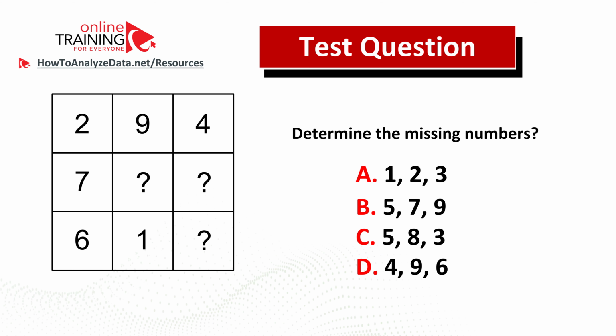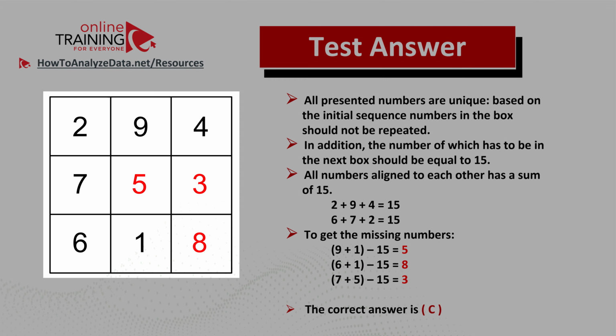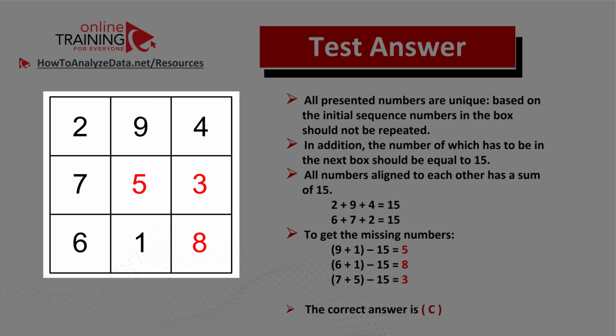Did you come up with the answer? Let's continue to see if we can solve this challenge and get to the correct solution together. There are a couple things going on with this square. First of all, presented numbers are unique. You can just determine the missing numbers by finding the numbers that are not presented yet on the square.